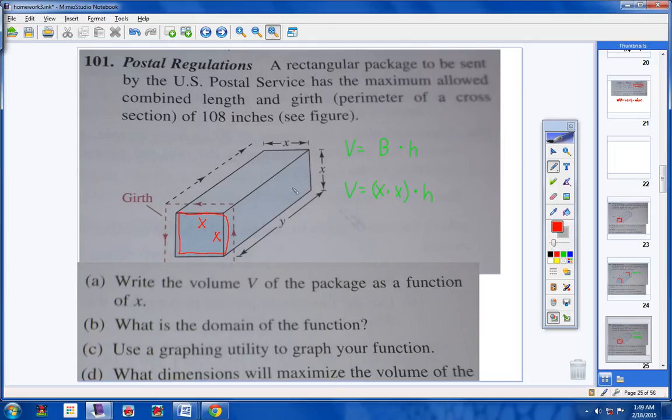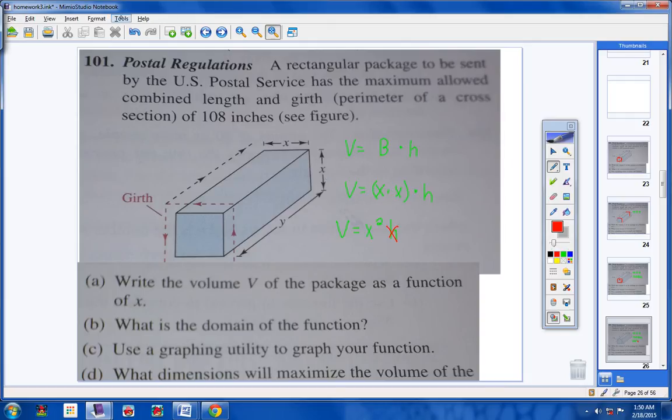X times x. Now, don't lose sight of the goal. Your goal is to write volume as a function of x. Right now I have volume as a function of x and h. So where area of my base is, I put x times x. Now let's simplify this a little bit, okay? And now I have x squared times h. So really, students, I want volume as a function of x. All I have to do is get rid of my h, okay? So I wish somewhere I had a formula that had h and x together.